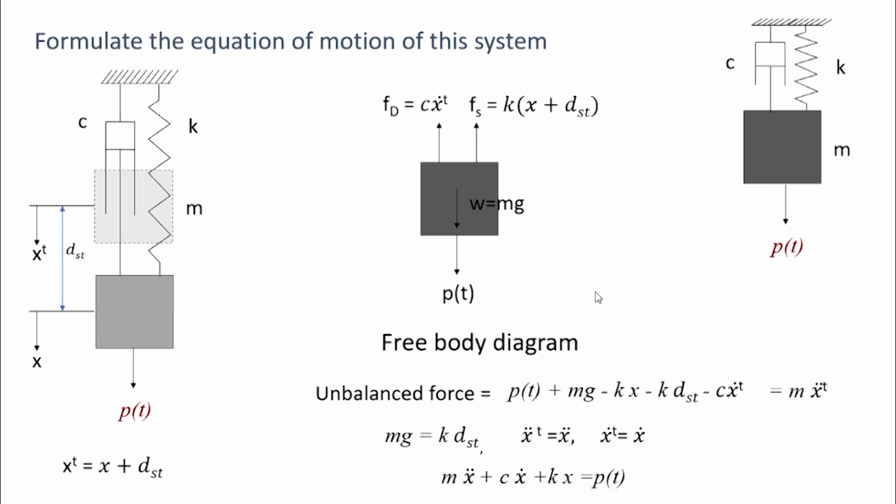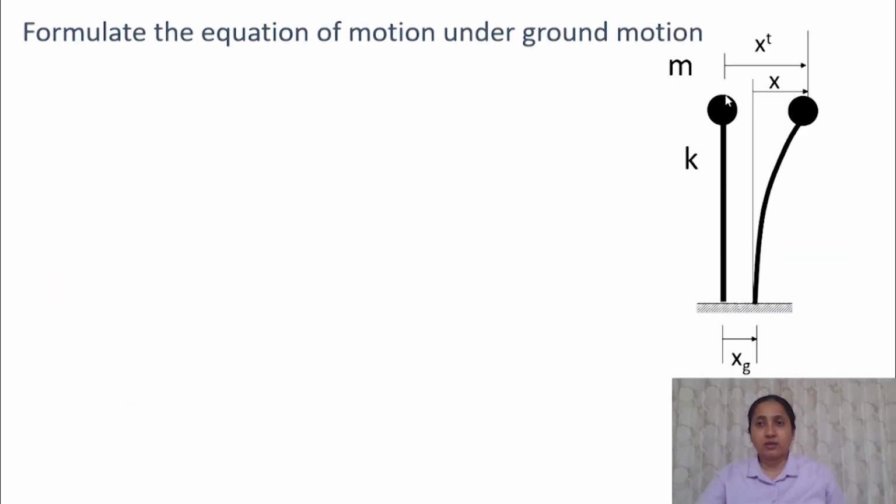Now let's look into another system and write the equation of motion. The next system has a lumped mass m and a spring of stiffness k. This does not have any damping, and the system is affected by a ground displacement xg. The displacement of this mass relative to the support is indicated as x, and the total displacement of this mass is indicated as xt. So we know that xt is equal to x plus xg.